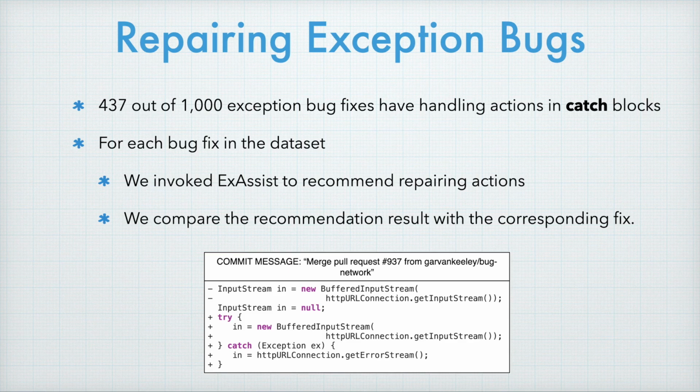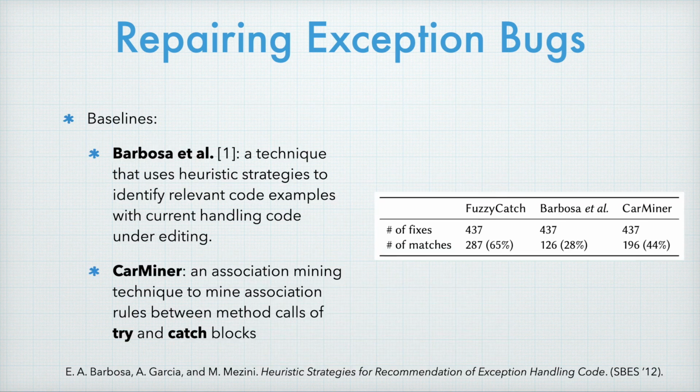For example, here is an exception bug fix. We let the tool predict the handling actions and compare it with the handling action of the programmer, which is the assignment with the getErrorStream method. In this task, we compare FuzzyCatch with two baselines, and we can see that FuzzyCatch clearly outperforms the baselines and can provide a correct recommendation 65% of the time.